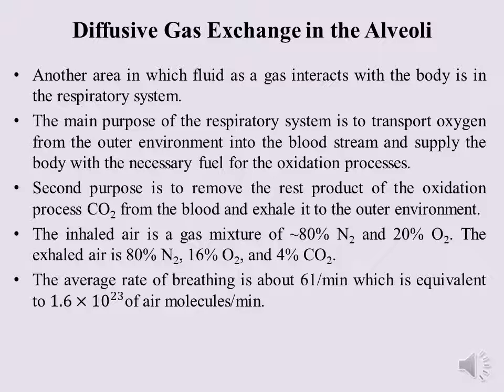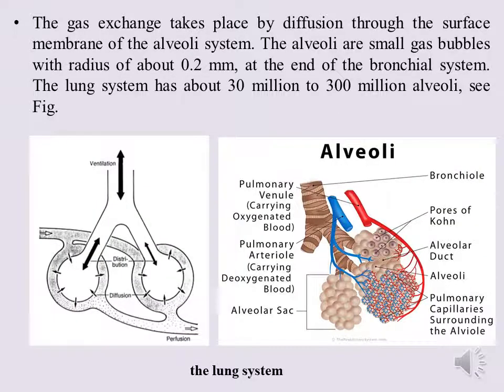The exhaled air is 80% N2, 16% O2 and 4% CO2. The average rate of breathing is about 61 per minute, which is equivalent to 1.6 times 10 to the power of 23 air molecules per minute. The gas exchange takes place by diffusion through the surface membrane of the alveoli system. The alveoli are small gas bubbles with radius of about 0.2 mm, at the end of the bronchial system. The lung system has about 30 million to 300 million alveoli, see the figure.